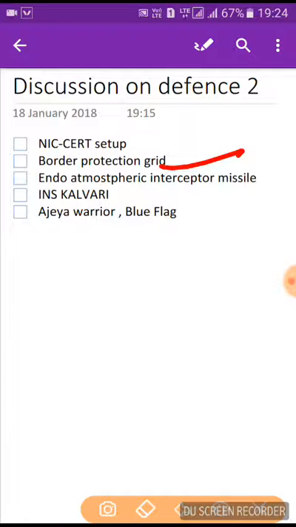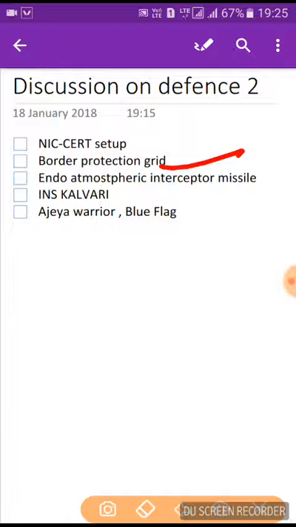The next one is the Border Protection Grid, BPG. It is in the news. Why? What is BPG? First of all, let us discuss what BPG is. It is clear from the name: border protection, the protection of the border. We have to establish a grid mechanism to protect the border. We know that India shares borders with six countries.